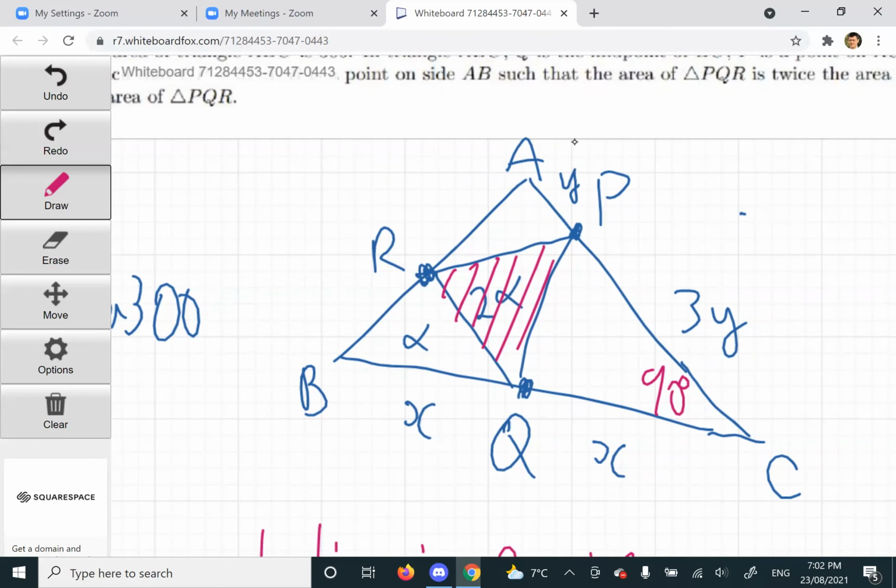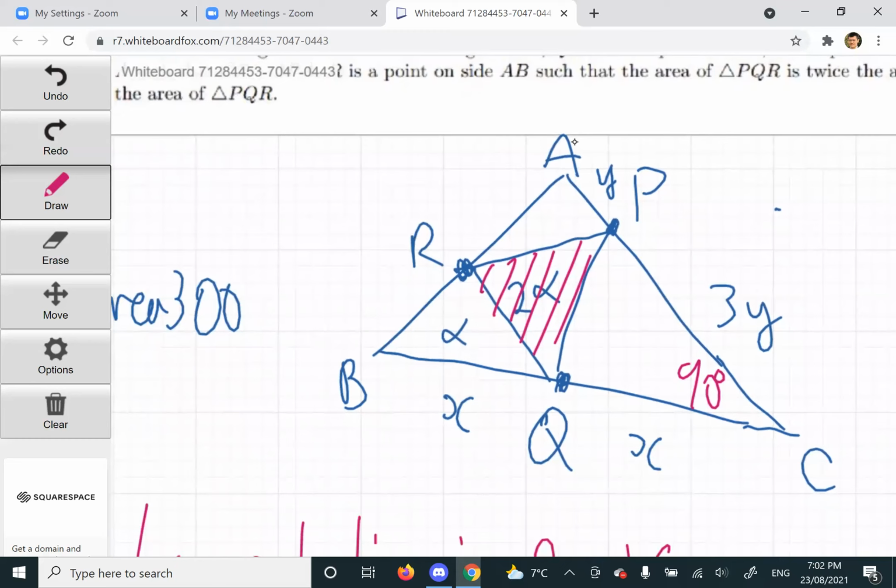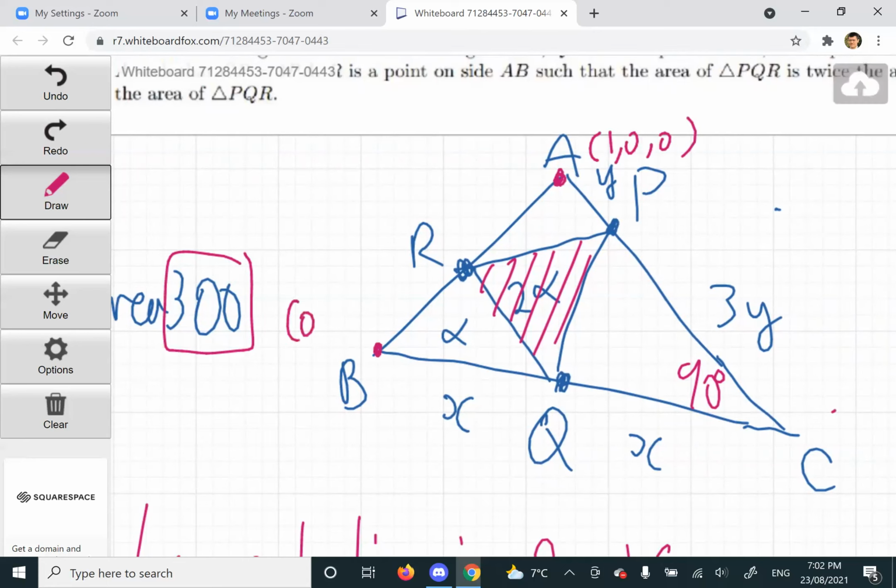All right, what's an obvious thing to do on this diagram, people? We're told that we're looking for 2 alpha, and the overall area is 300. We use Bary. If we're going to do barycentric coordinates, an obvious thing to do would be let A be 1, 0, 0, B be 0, 1, 0, and C be 0, 0, 1.